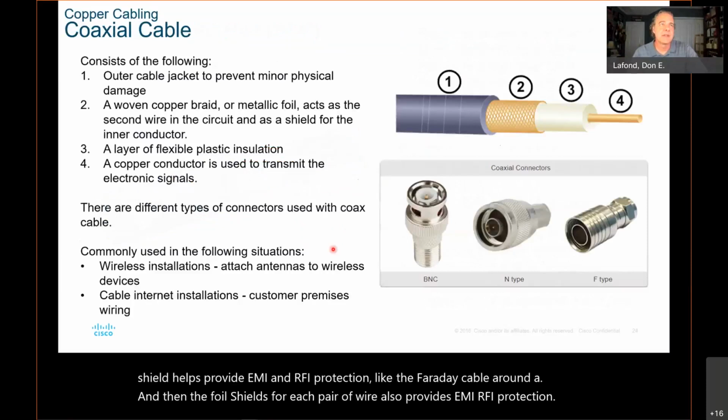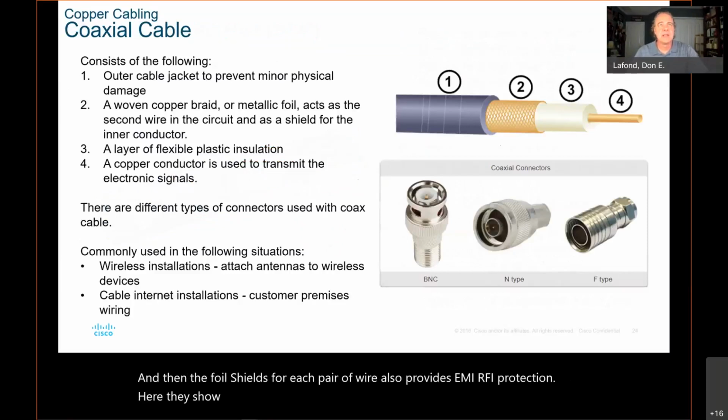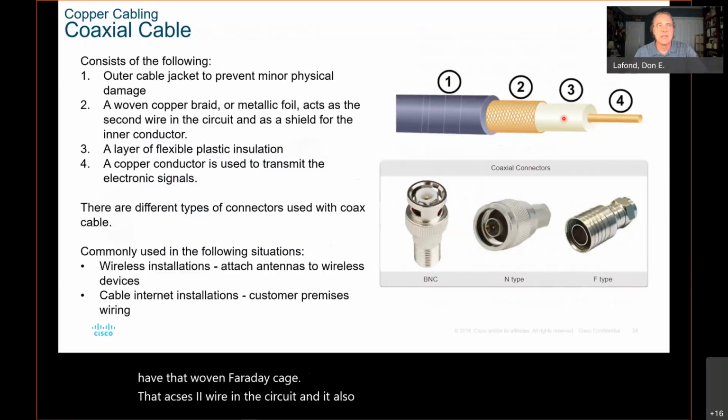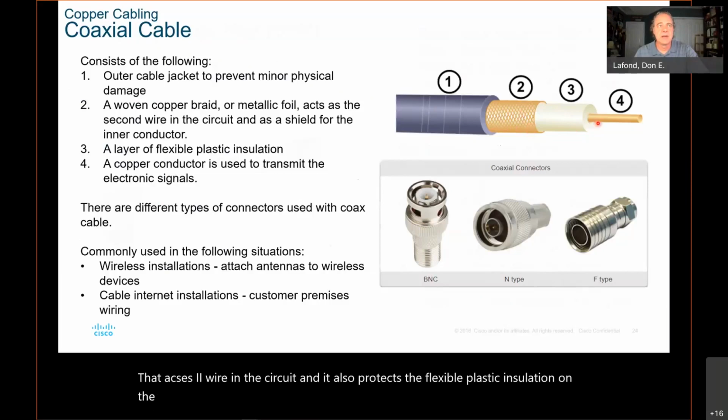Here they show coax. The outer jacket prevents minor physical damage. We have that woven Faraday cage that acts as the second wire in the circuit, and it also protects the flexible plastic insulation on the inside. And then you ultimately have the copper connector, which is used to transmit the electrical signals.